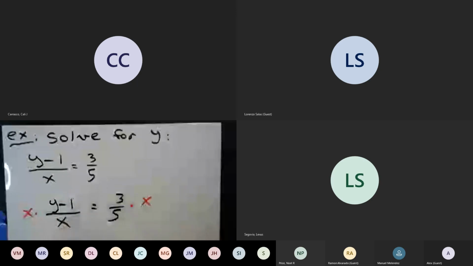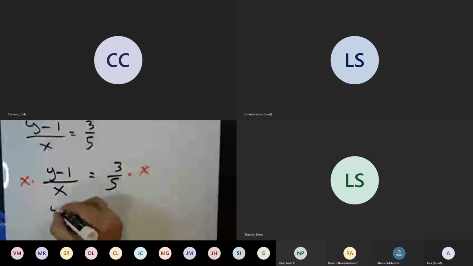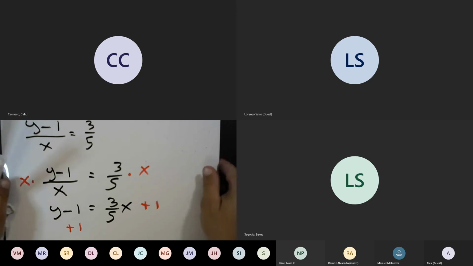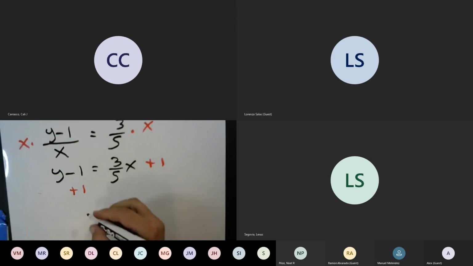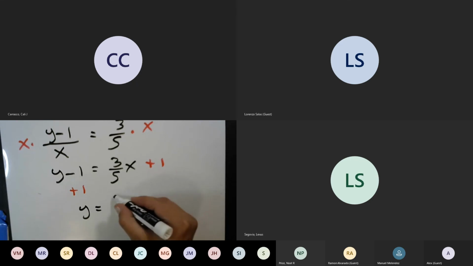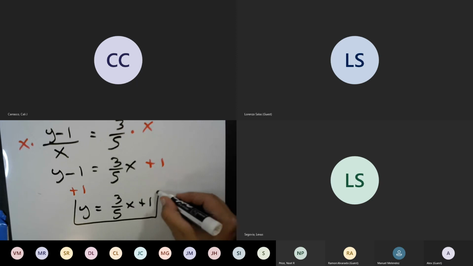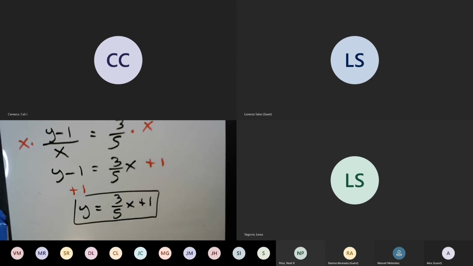So these will cancel. We'll get y minus 1 is 3/5 x. And then add 1 to both sides. We'll get y equals 3/5 x plus 1. And that's going to be your answer.